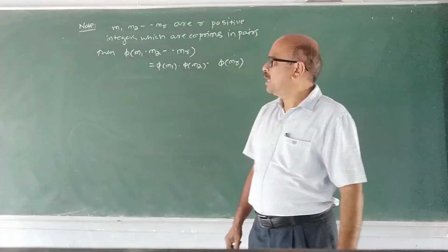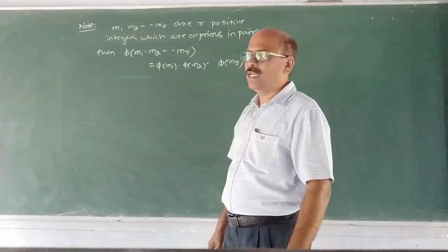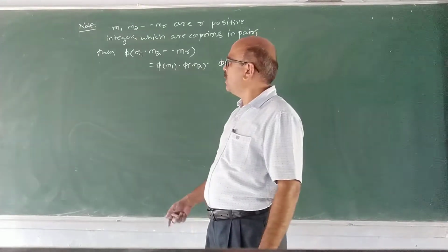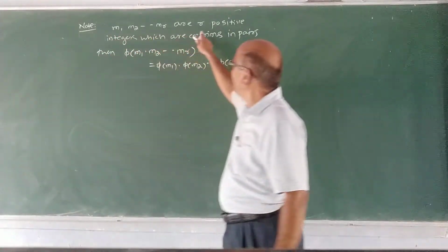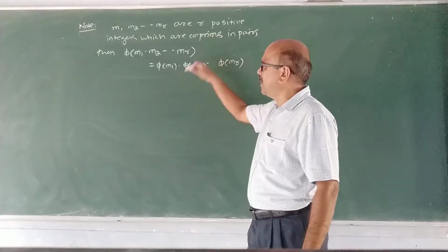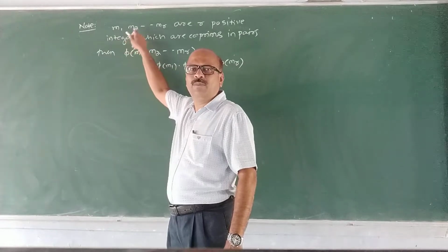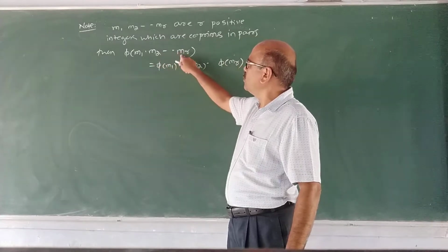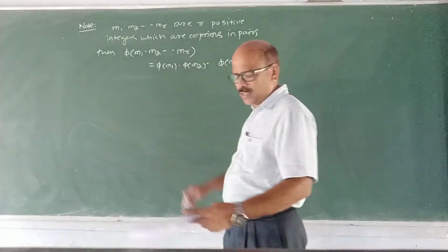Dear students, in the last video I explained what is Euler's phi function and one important theorem on that. Now using those two theorems, I derived one more important formula. The previous one was this: if m1, m2, ..., mr are positive integers which are co-prime in pairs, that means m1, m2 are relatively prime, m1, m3 are relatively prime, m2, m3 are also relatively prime, and so on, then phi of m1 m2 ... mr is phi of m1 into phi of m2 into phi of mr.